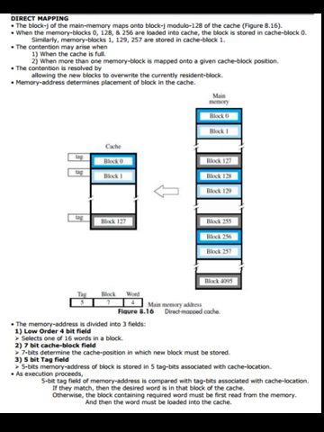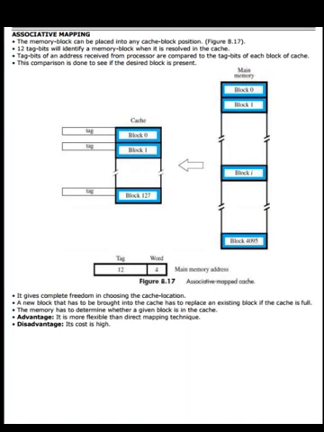As execution proceeds, the 5-bit tag field of the memory address is compared with the tag bits associated with the cache location. If they match, then the desired word is in that block of the cache. Otherwise, the block containing the required word must first be read from the memory and then the word must be loaded into the cache.